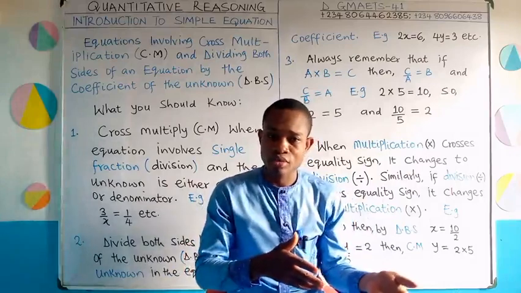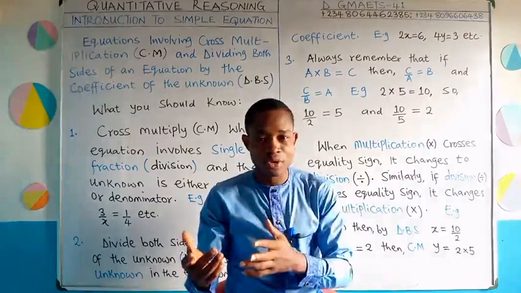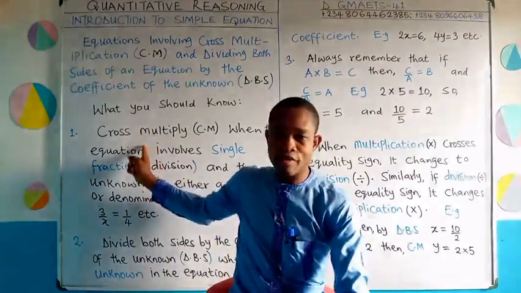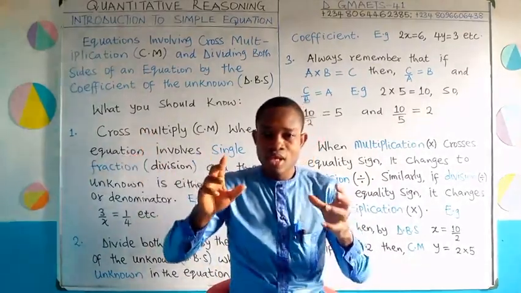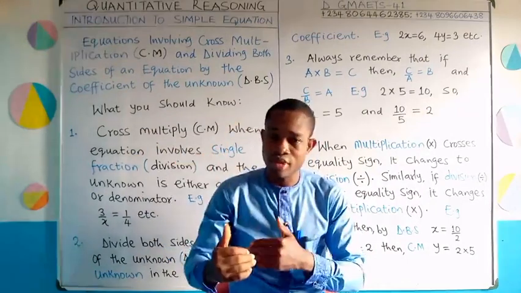Now you have known what to do when an equation has a coefficient of the unknown. Next is an equation that leads you to cross multiplication. When an equation has a single fraction, you know that you need to cross multiply. That is what we have in point 1 here. And in a single fraction, the unknown should either be the numerator or the what? Denominator.